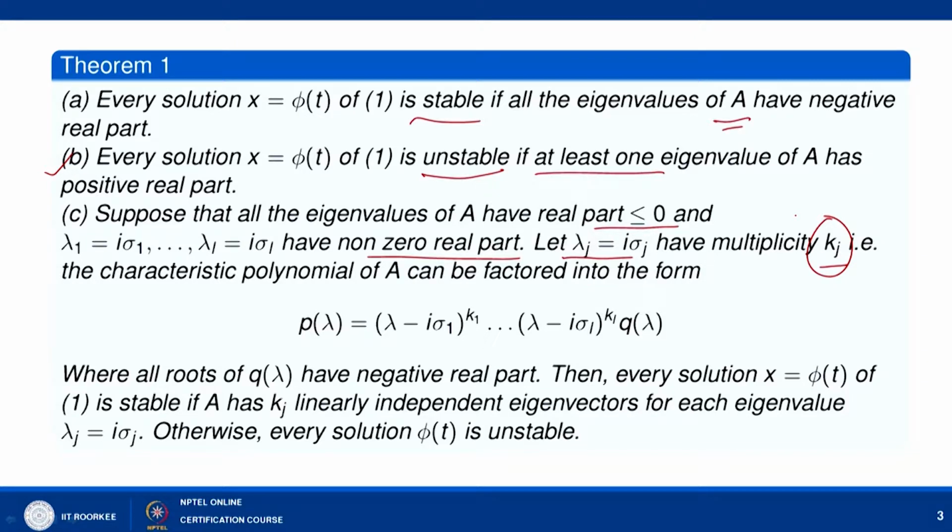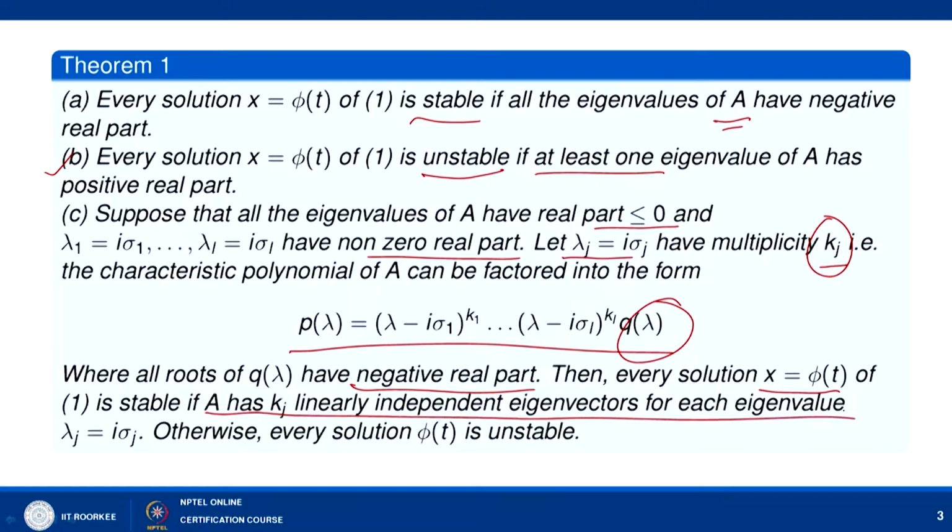and the characteristic polynomial of A can be factored into this form: P lambda equal to lambda minus i sigma 1 to the power k 1, into lambda minus i sigma L to the power k L, into q lambda, where q lambda has all the roots having negative real part. Then in this case every solution x equal to phi t is stable if A has kj linearly independent eigenvectors for each eigenvalue lambda j equal to i sigma j. Otherwise every solution is unstable.